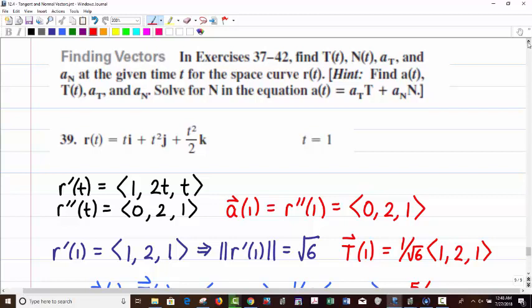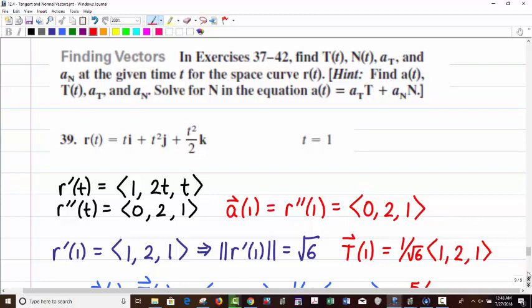And let's see. So I'm going to find a of 1 first. Once again, 1 is just coincidence. It's at 1 again. So the first derivative of this will be 1, 2t, and then t, because it'd be 2t over 2. The next derivative would be 0, 2, and 1. Well, since they're all constants, then that means the acceleration is constant. So obviously a of 1 or a of anything, there's no t to plug in. So it'd be 0, 2, 1.